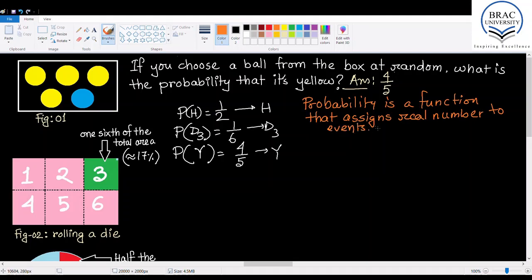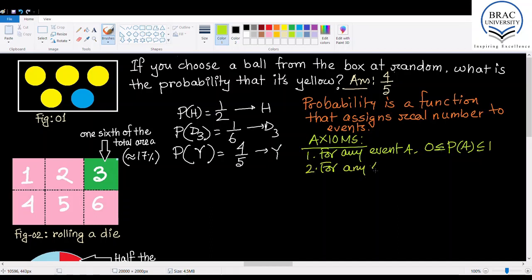Alright, so during this assignment it follows a few axioms. So let's know the axioms that are followed by the probability function. We are going to state them first. 1. For any event A, P of A is less than or equal to 1, and greater than or equal to 0. 2. For any sample space of an experiment, P of omega equals 1.